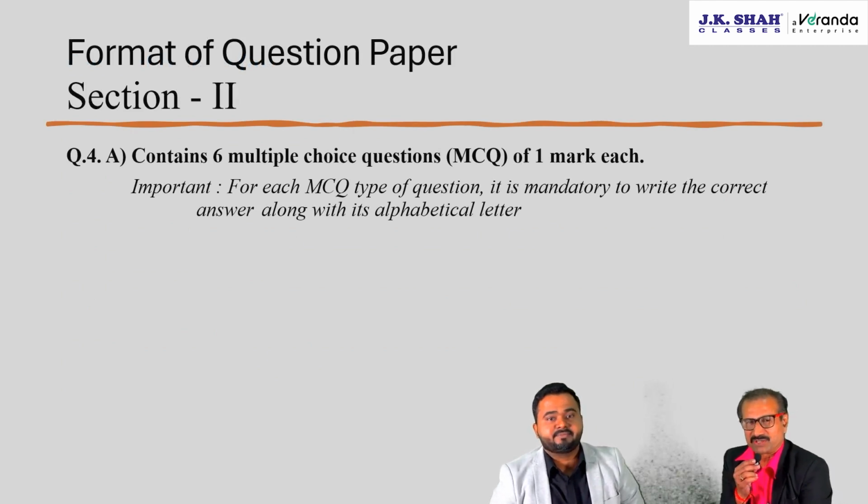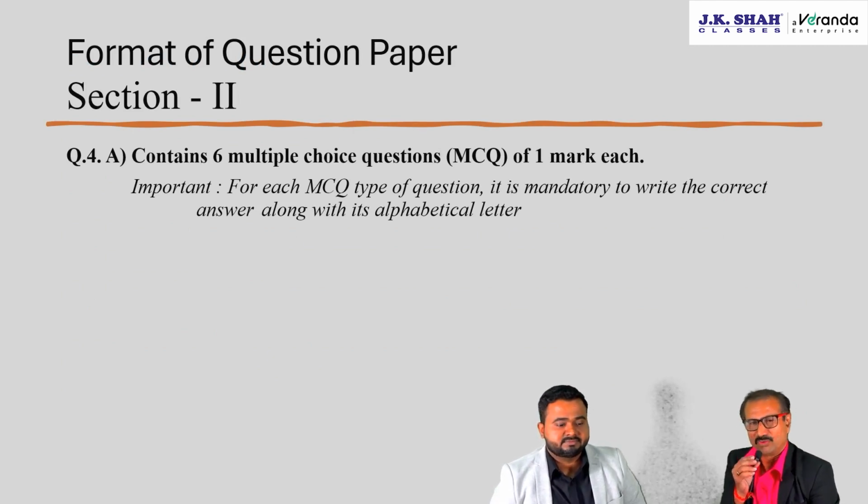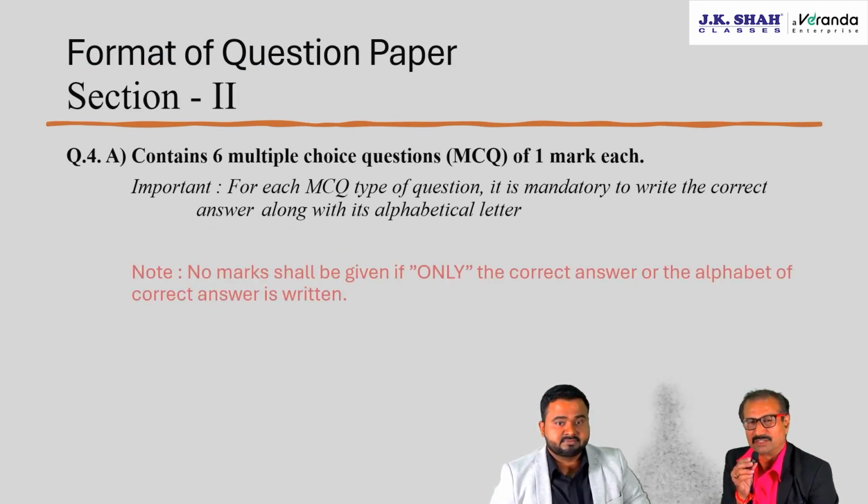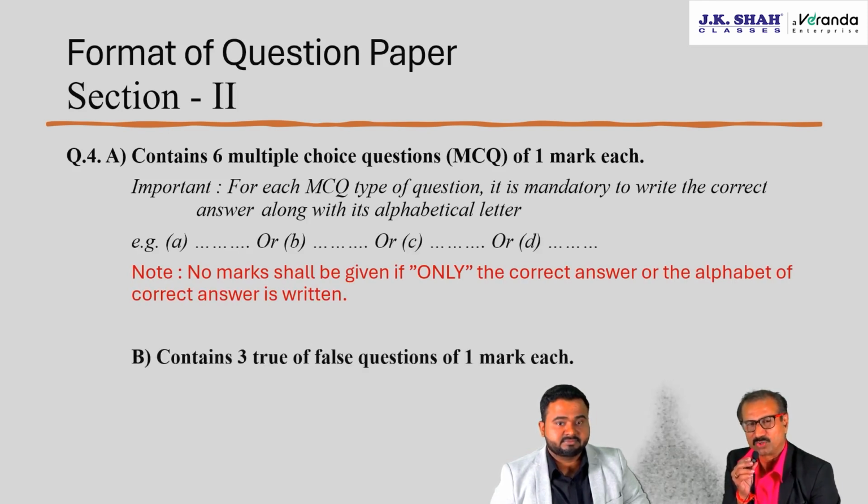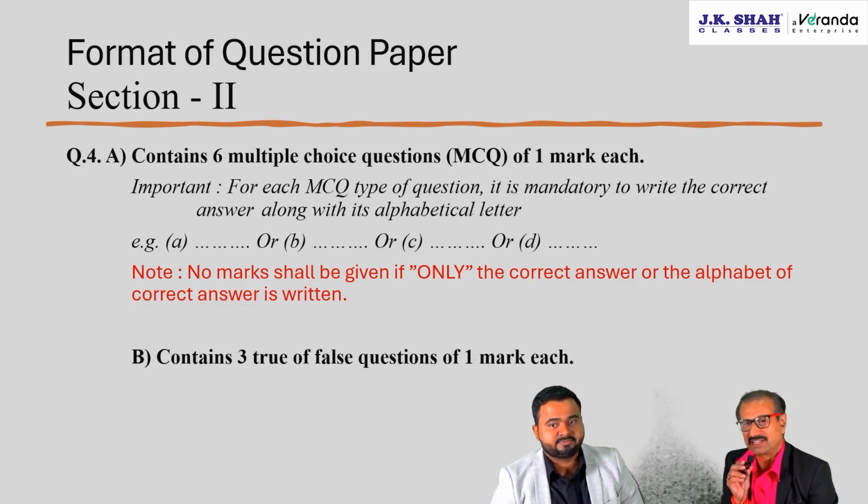Now, as far as MCQs are concerned, you are going to write the answers of MCQs along with the alphabet and the correct answer. For example, question number 1 or question number 4, because question number 1, 2, 3 based on maths 1 and question number 4, 5, 6 are based on maths 2. So if your answer is like B log x, then you have to write B log x. Don't write only B or don't write only log x. You have to write B log x. Otherwise the credit may or may not be given. So better you write the alphabet along with the answer.